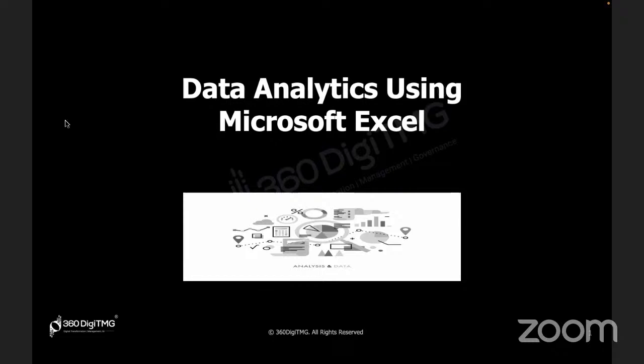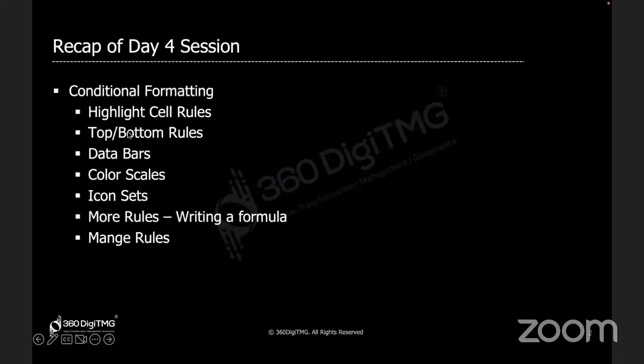Yesterday we spoke about conditional formatting. Yesterday, day 4 of our training, we looked at conditional formatting. We looked at certain options there like highlight cell rules, top and bottom rules, data bars, color scales, icon sets. And we also saw how to write a rule, how to write a formula and define rules to highlight an entire row and manage the rules.